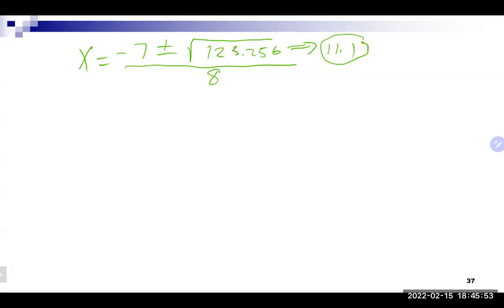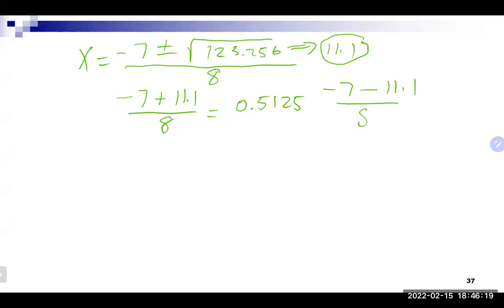Any questions on that there? Now, again, we do get 2 answers in this case. So that is going to be our first one, which would be minus 7 plus 11.1 divided by 8. And I believe that will get you a 0.5125. Your other option would be minus 7 minus 11.1 divided by 8, which gives you a negative 2.2625. Any questions on the 2 x answers here?